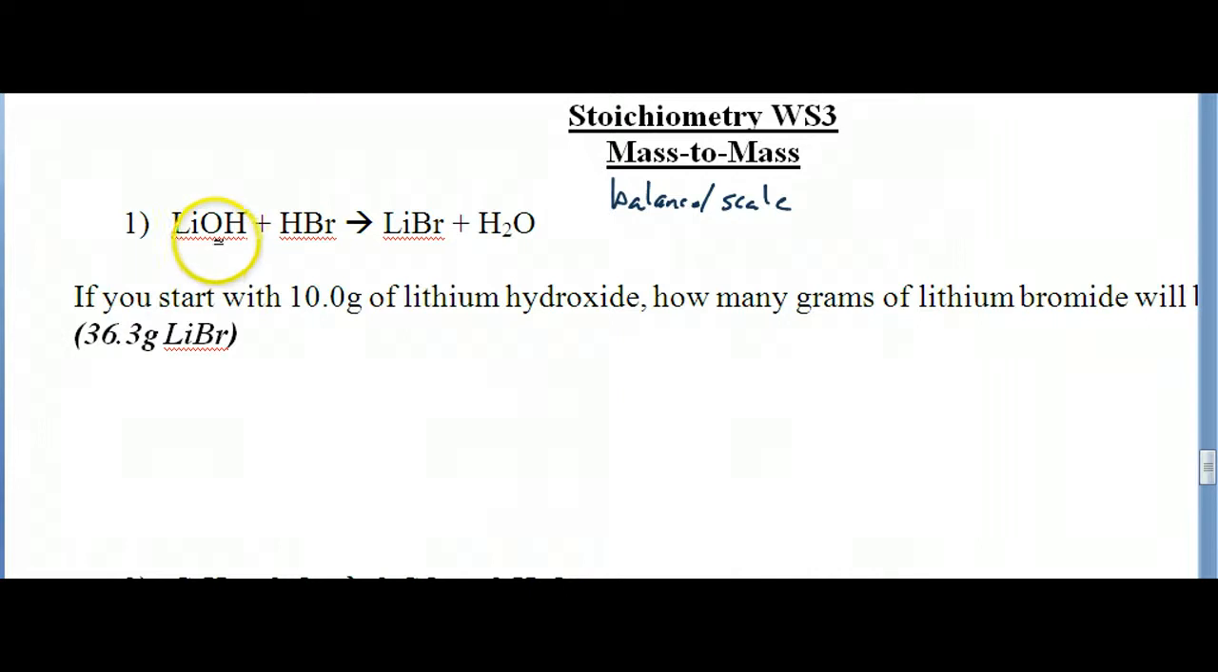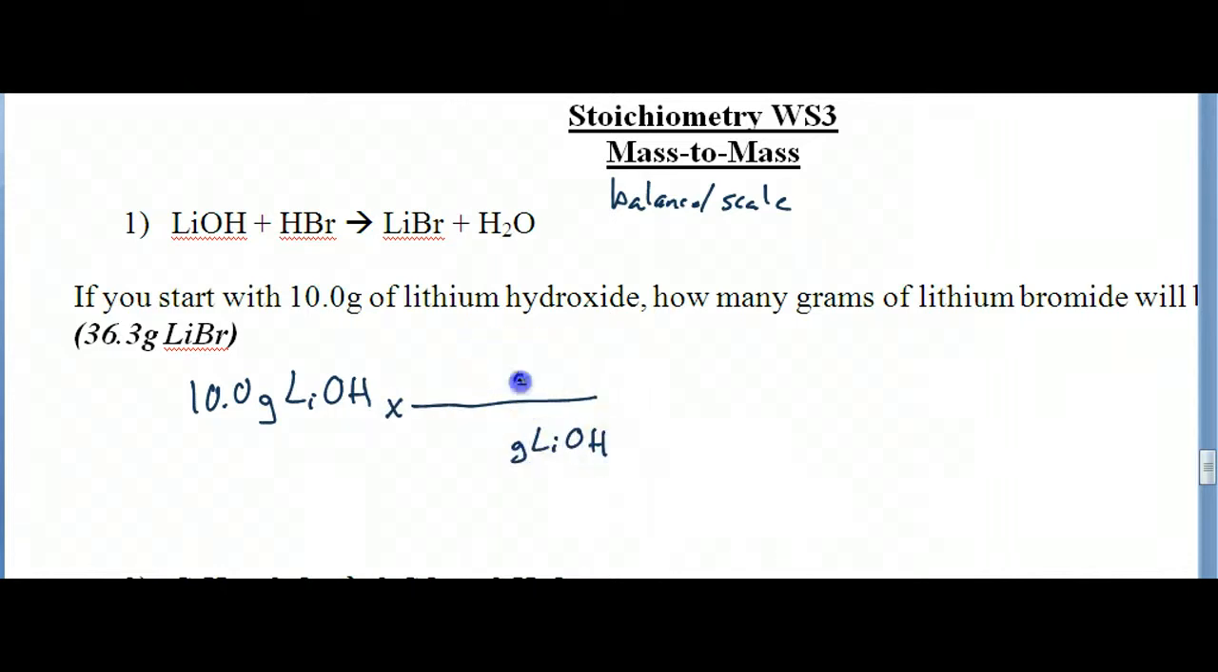So here is a reaction: lithium hydroxide, hydrogen bromide or hydrobromic acid, lithium bromide, and water. Here we have 10.0 grams of lithium hydroxide. We're trying to get to grams of lithium bromide. So X line, drag down the unit, lithium hydroxide. Trying to get to grams of lithium bromide.